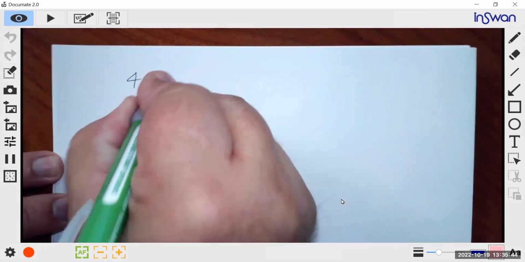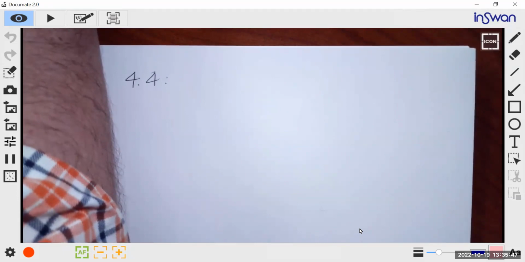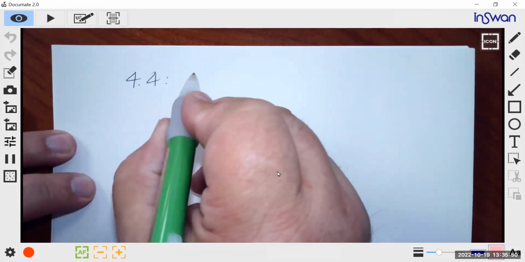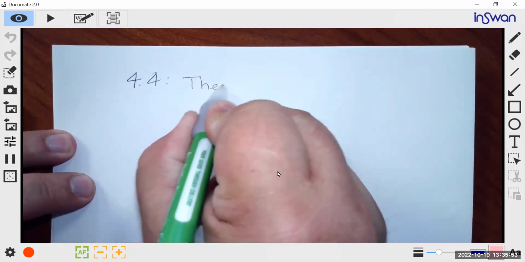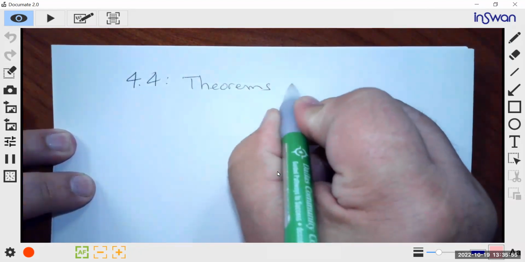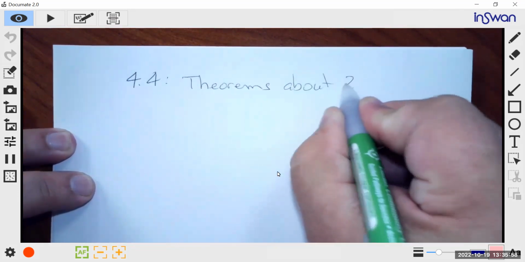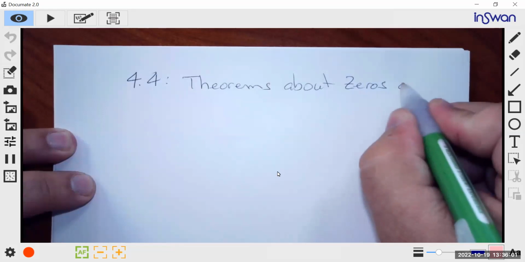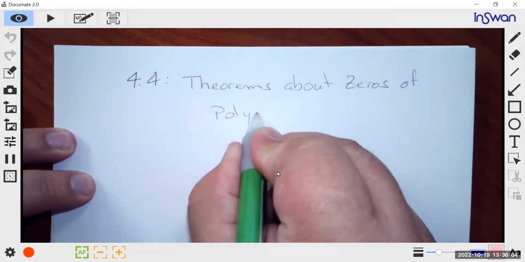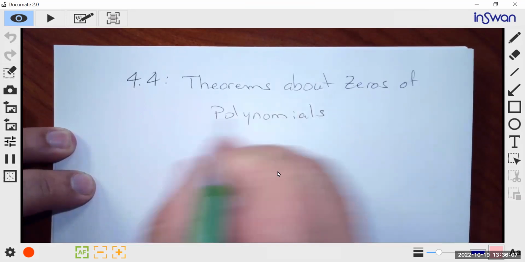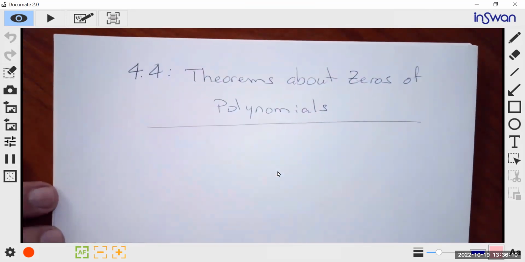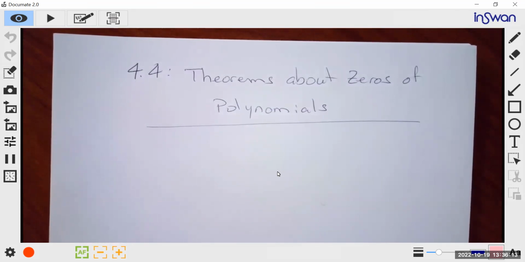4.4. Theorems about zeros of polynomials. And this one here is where we're going to look at ways of finding zeros of much larger polynomials, so factoring those out.